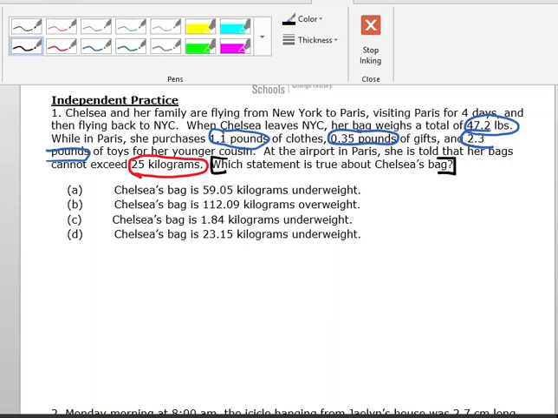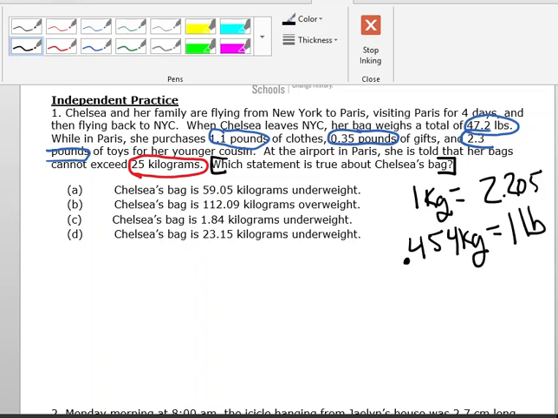The couple of things I need to do. First, I need to know what is my conversion of kilograms to pounds. What I can tell you is that 1 kilogram is equal to 2.205 pounds, and 0.454 kilograms is equal to 1 pound.